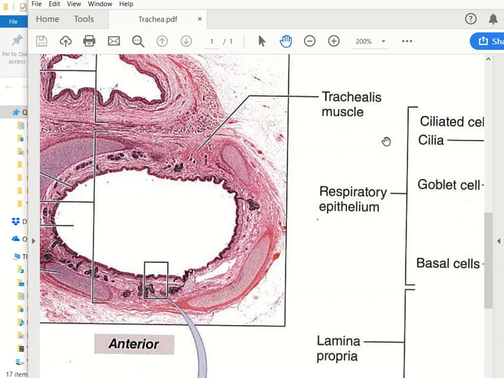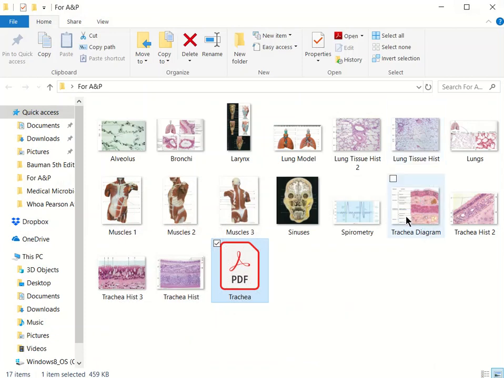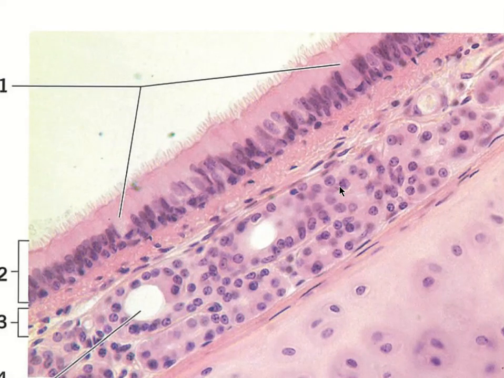Okay, so then let me show you just a couple of different pictures of trachea. So boom, there's our cilia. Here's our pseudostratified columnar epithelium. And here is our submucosa. So one of the things you do need to know are these submucosal glands. And these are also responsible for secreting a mucus-like fluid.